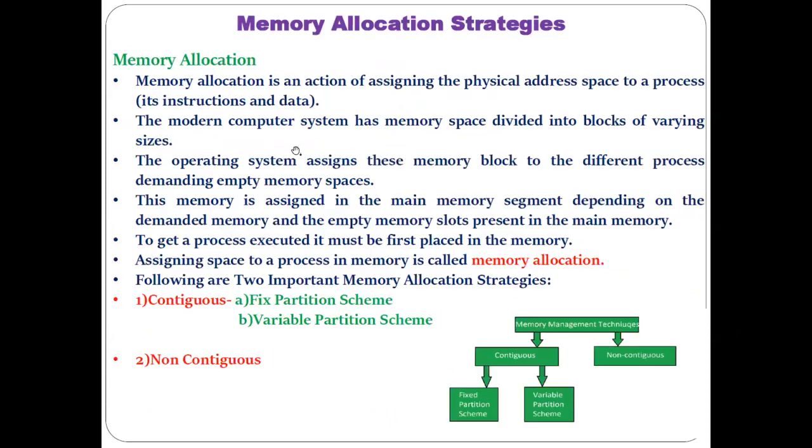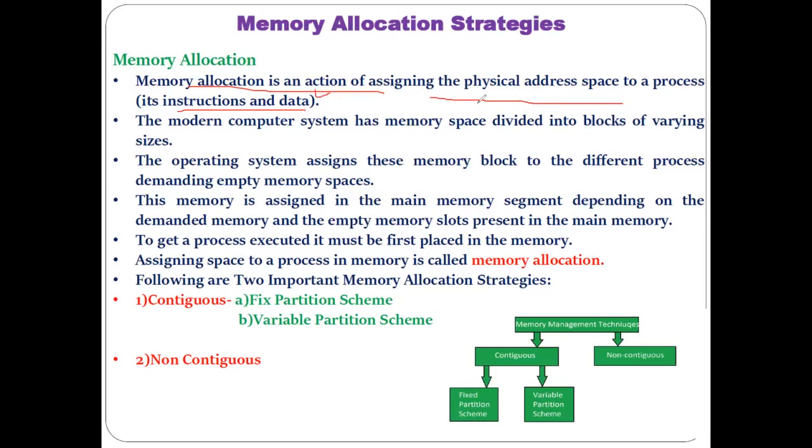Okay. Now today we have to discuss the different strategies available using which memory gets allocated to the different processes. Okay. So memory allocation is nothing but the action of assigning physical address spaces to the process. Process in the sense of the particular instructions and data. So memory allocation is the activity of assigning some memory locations, or physical address spaces, to the process. A process is formed with the help of different instructions and data.